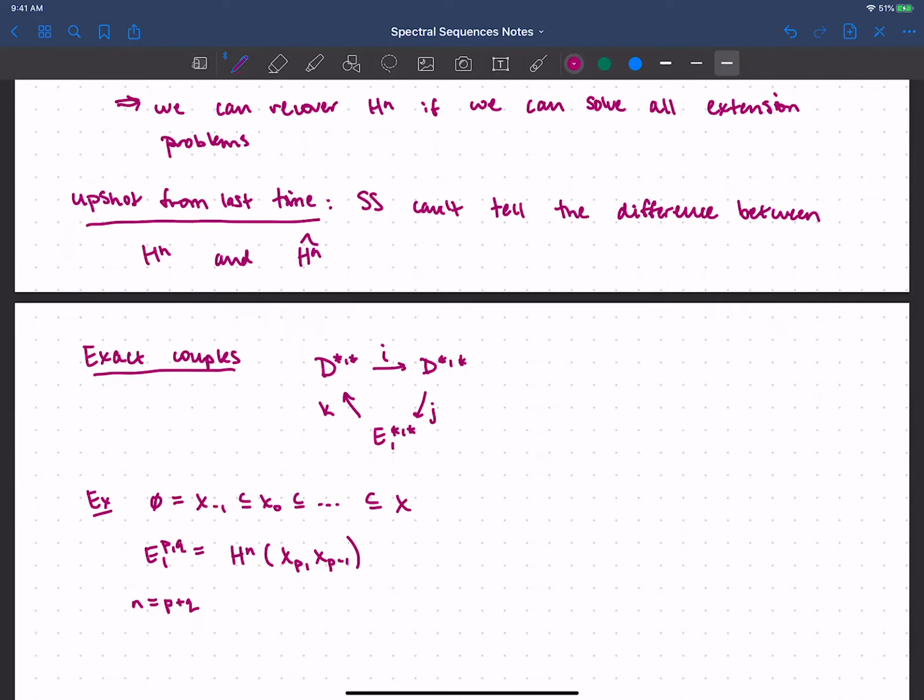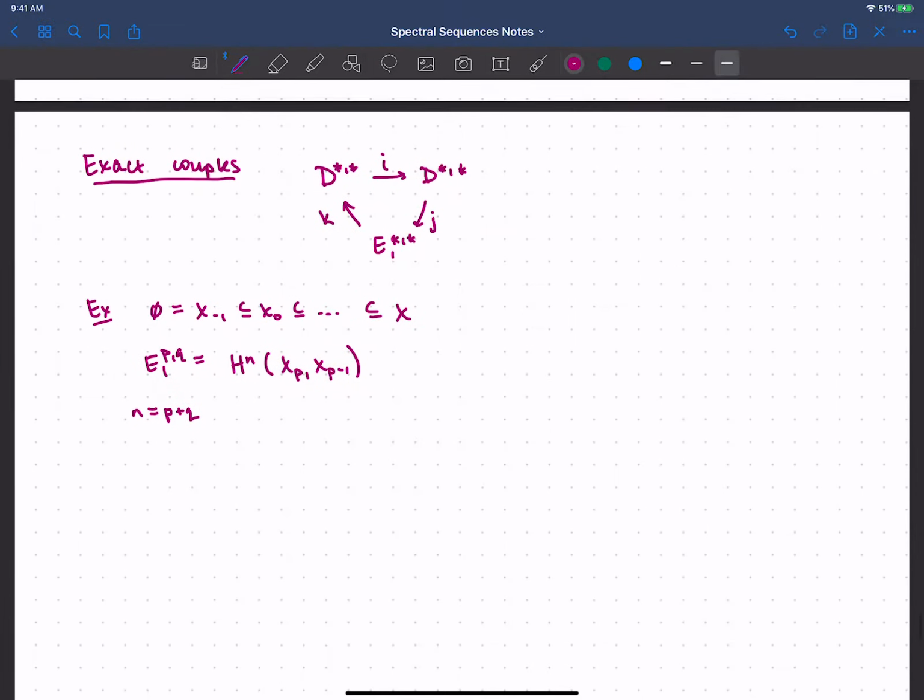So remember, this exact couple came from the fact that we have a long exact sequence. So there's my K map, maps to H^n of X_p. I'm in cohomology, so my I goes to H^n of X_{p-1}, and then I get my connecting homomorphism, which in this case is J, though in a lot of our examples it turned out to be K.